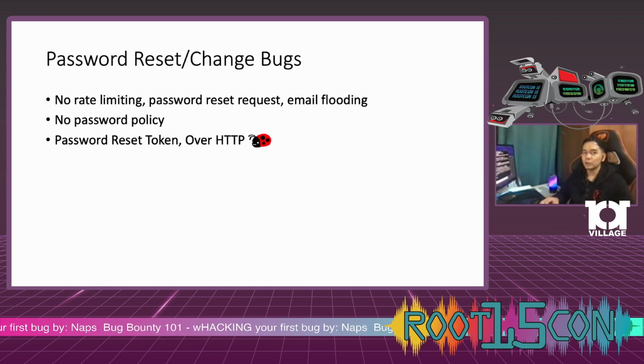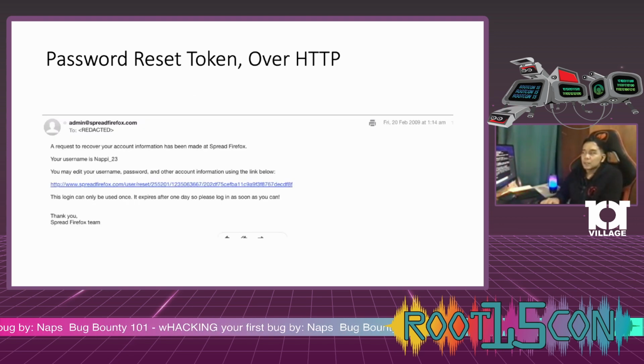Okay, let's move on to our next bug, and that is password reset token over HTTP. So this is an example of a password reset over HTTP. What you need to do is check the URL of the password reset. This one is using HTTP, and again, that's an issue. You could report it.